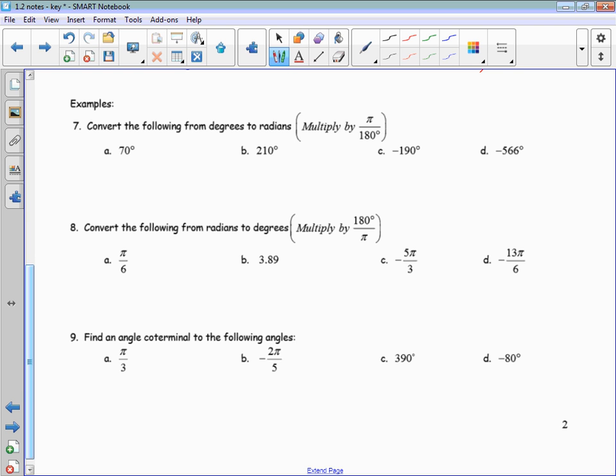Okay, so let's do A together. So I would take the 70 and I would multiply it by pi over 180. All you're doing here is reducing a fraction. So you have 70 pi over 180. Well, what can I divide 70 and 180 by? 10. So your answer is just 7 pi over 18. That's it. So you guys try B, C, and D for me. And no calculators on these. You can do it.